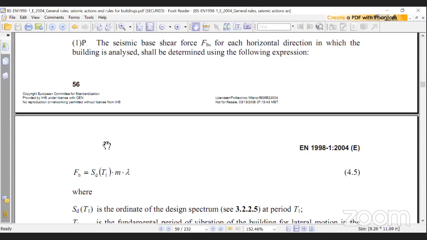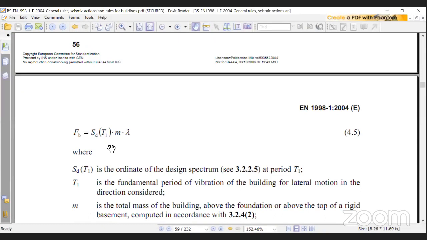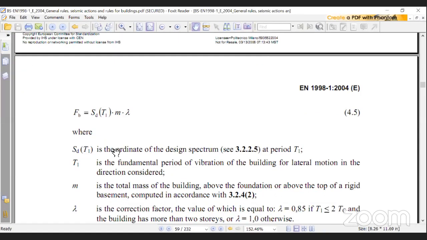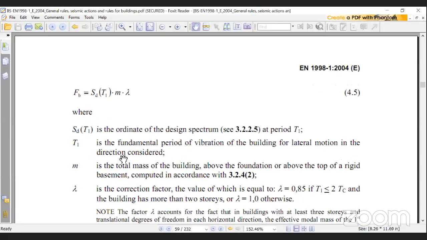So the value of SD, we have determined it, depending on the type of spectrum that you have used. You have used type one, and you have picked the values from table number 3.2 and built it up. T1 is the fundamental period that we have determined above there. M is the total mass of the building, as you have seen, the way I've built it up in accordance to the elements that you're having. So you can build up until you get the total mass of the building.